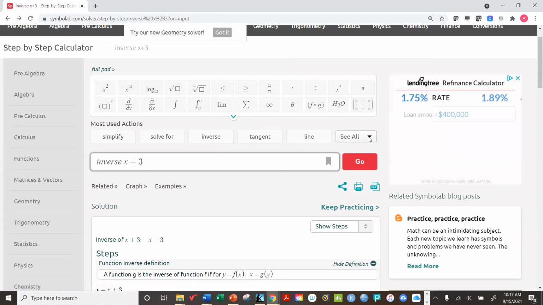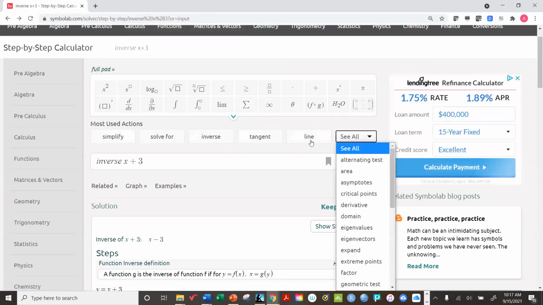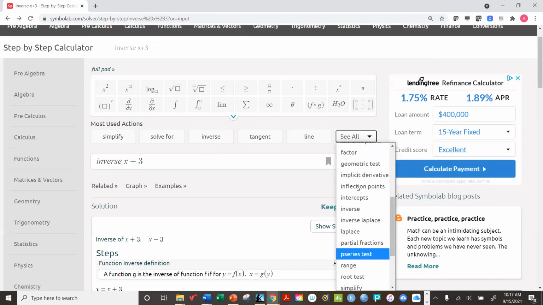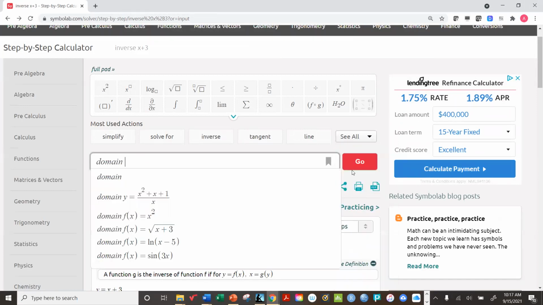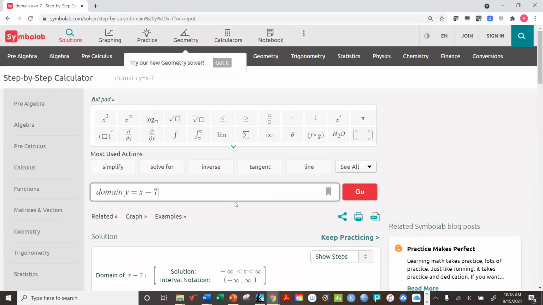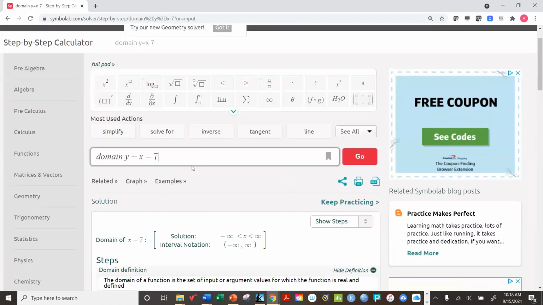So the trick is, if you don't see a function listed on top, look over here. Like, oh, here's one. Look at this domain. Oh, I didn't even realize this was here. Look at this. We might have saved ourselves some time earlier.